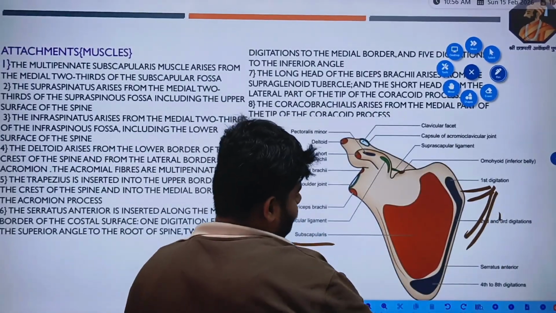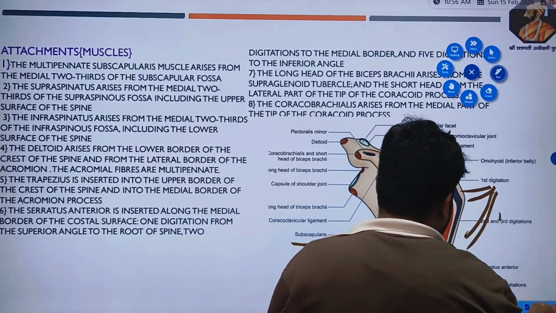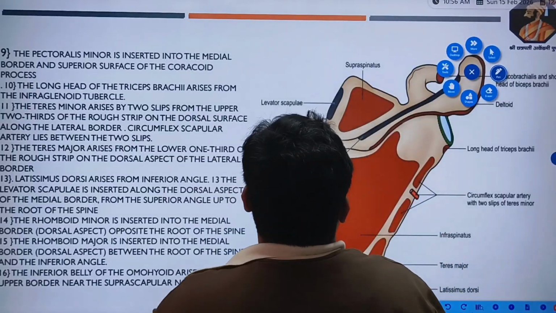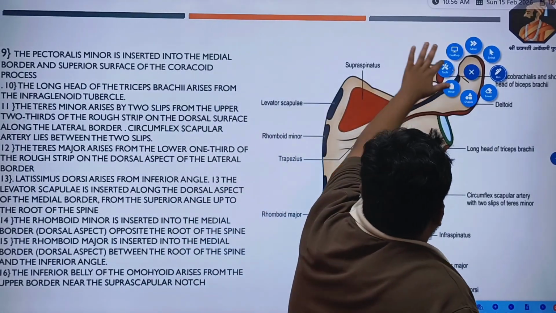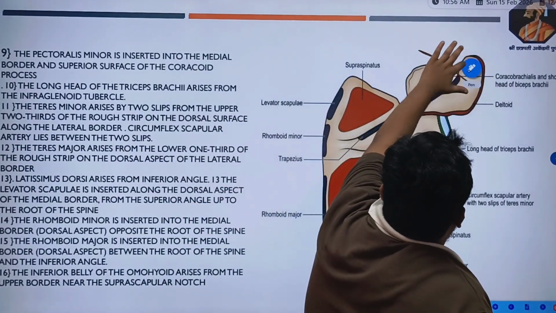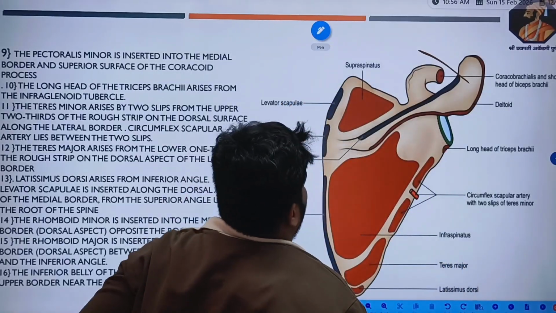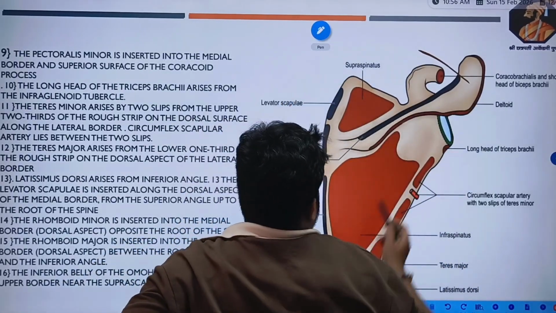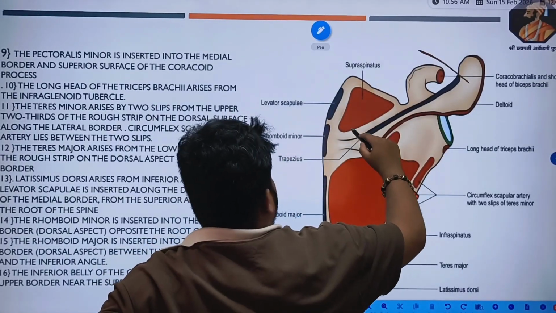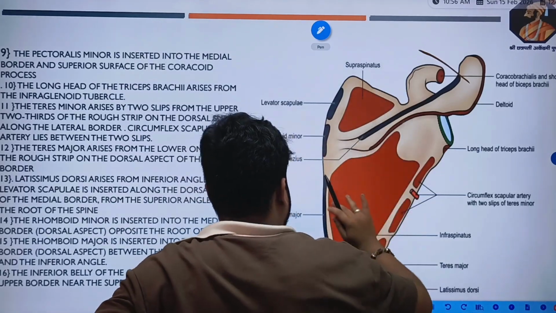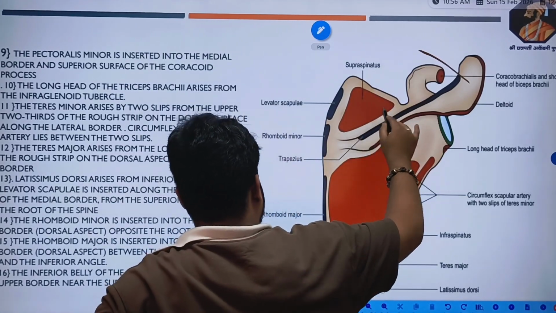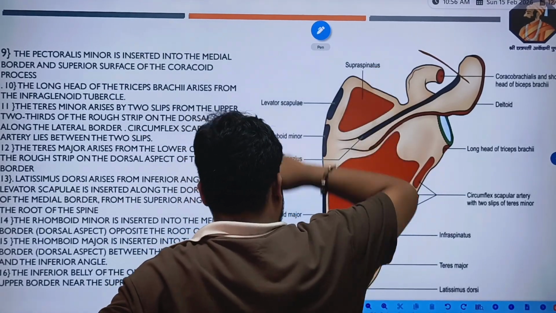There are many facets for articulation also, and many ligaments present. Now this was the ventral part. Let us see the dorsal perspective. On the dorsal side we know that there is a spinous process. Above the spinous process there is the supraspinous fossa. In that there is the supraspinatus muscle.